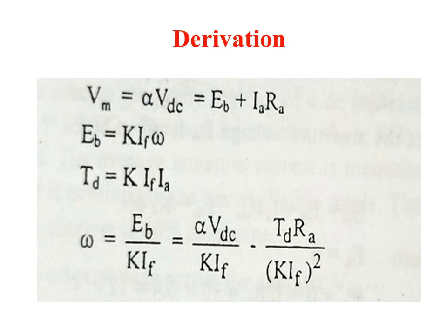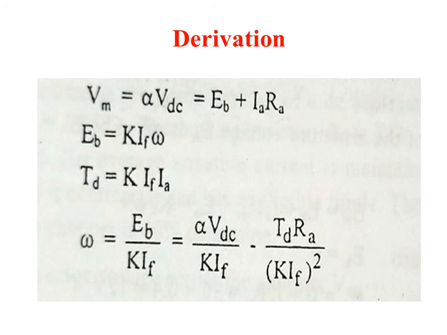But already we know what the EB value is. EB is nothing but alpha into VDC minus IA RA. Now by utilizing this equation, we can write omega equal to alpha into VDC by K into IF minus IA RA by K into IF. But from the developed torque equation, we can say that IA is equal to TD by K into IF.